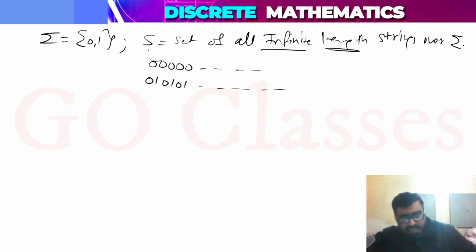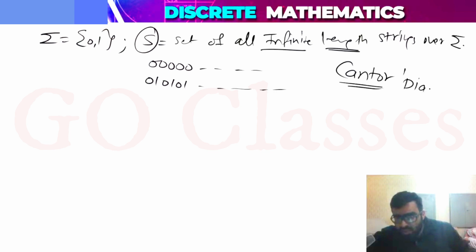Now let's see whether this set S is countable or not. This set S is also not countable. And how will we prove it? The same method, Cantor's diagonalization theorem. Again, the same construction we will make. Nothing we will change. So first, we will assume that S is countable.